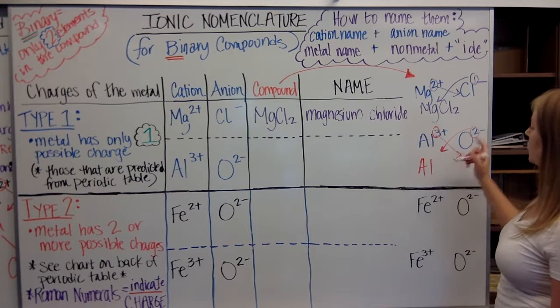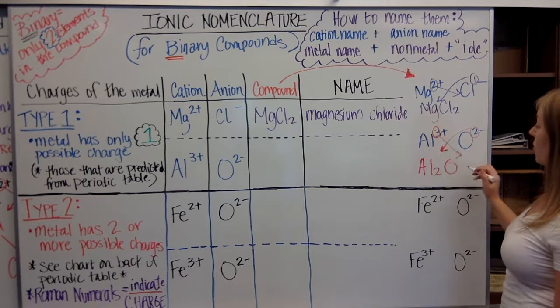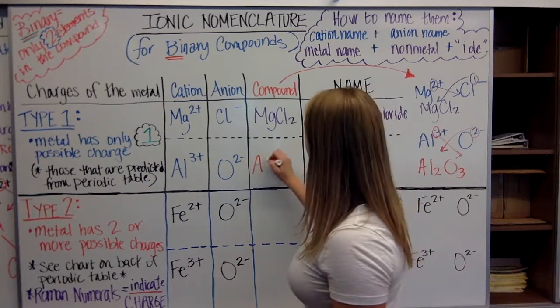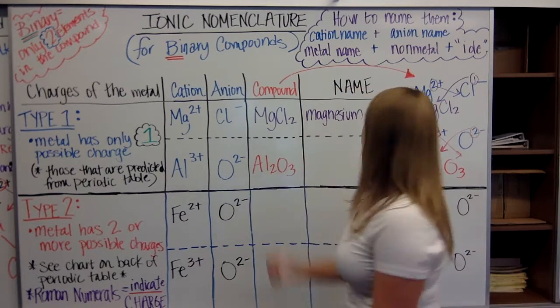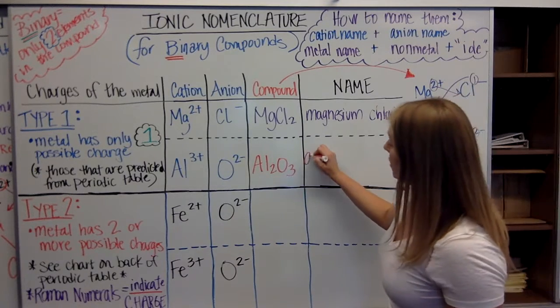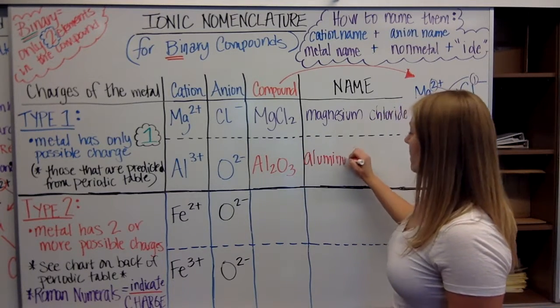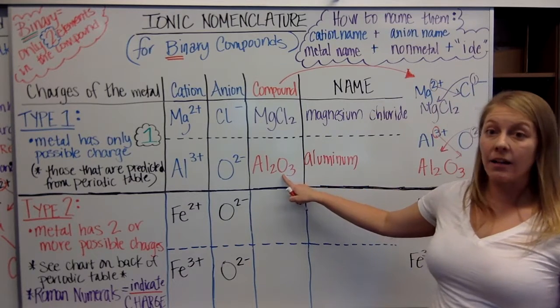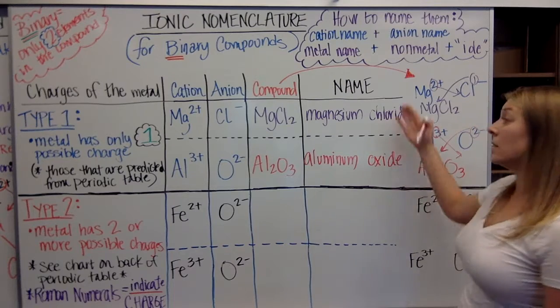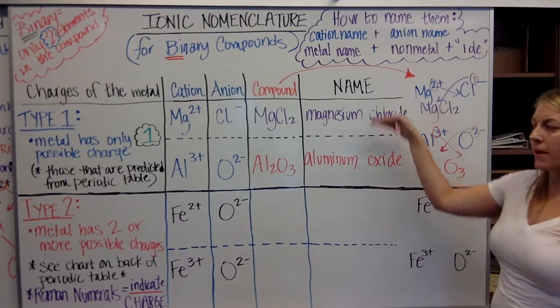For Al3+ and O2-, again, I'm going to circle the charges, crisscross, and I get Al2O3. 2 and 3 cannot be reduced anymore, so that's my final formula, Al2O3. And again, I'm going to name the cation like I see it, aluminum. And the anion, with the ending "ide", is oxide, right? We've seen this already. This should be pretty basic.